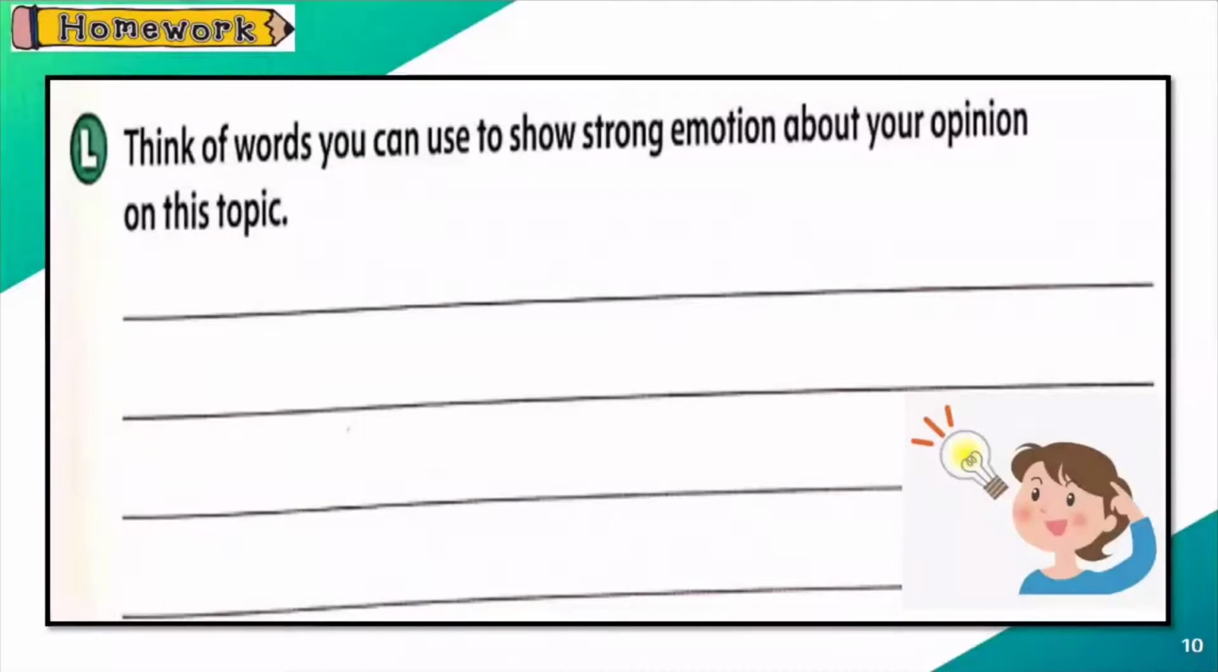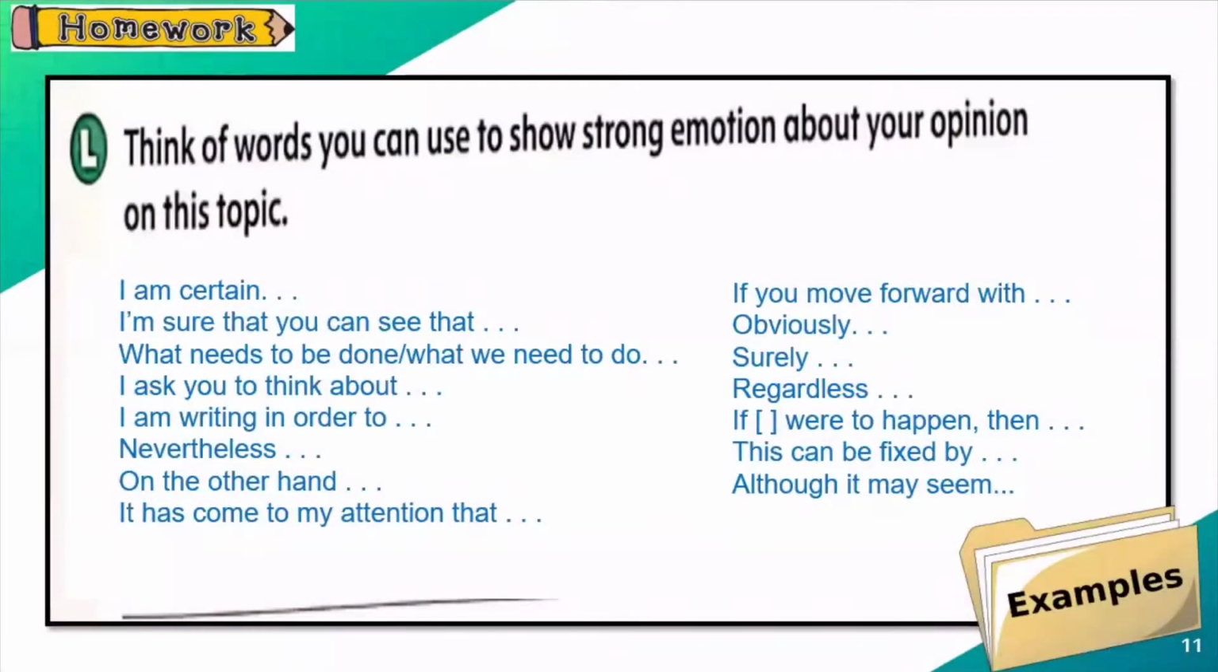And okay, let's have here another one. Homework: think of words you can use to show strong emotion about your opinion on this topic. And of course, I want to help you to make your work easier. So I give you examples here. These are the words or phrases that you can use to show strong emotion about your opinion. So let's have here, I am certain, and then blah blah blah. I'm sure that you can see that. What needs to be done? What we need to do? I ask you to think about. I am writing in order to.